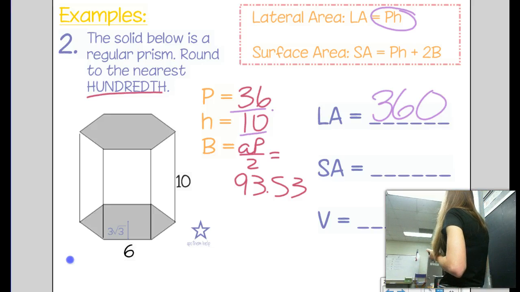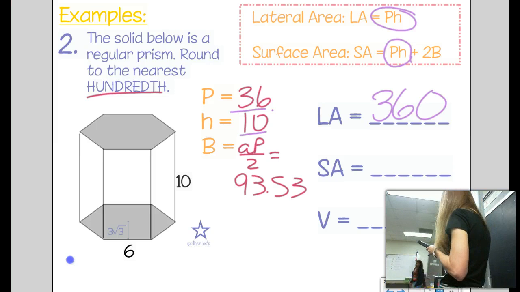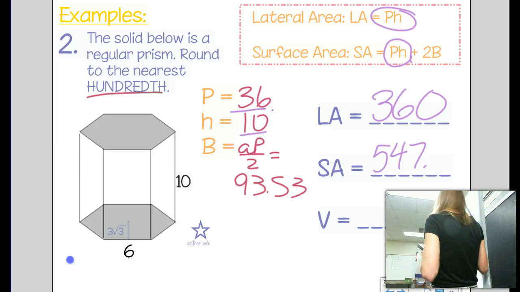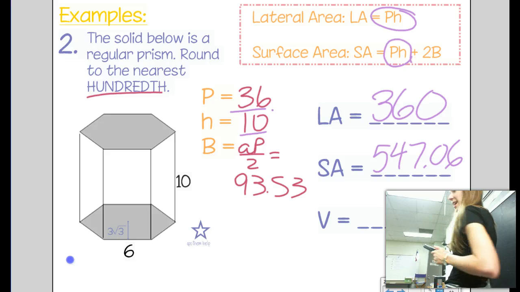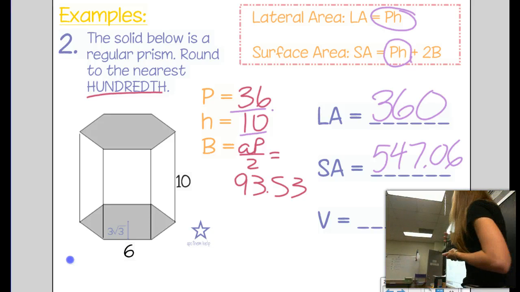The surface area. You take what you already found. You take the 360 and you add 2 bases. So 360 plus 2 times 93.53. Good thing we have calculators in our day and age, right? Should be miserable with that one. Kaylee, what'd you get? 0.06, but yes. It's a good thing we have calculators. We're using these puppies a lot. What would we do without these? These problems would take forever without calculators.